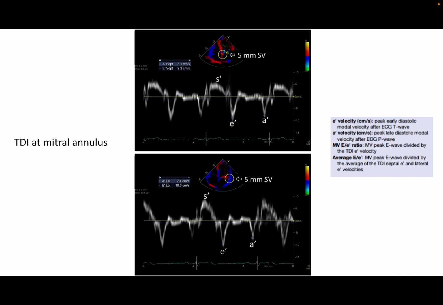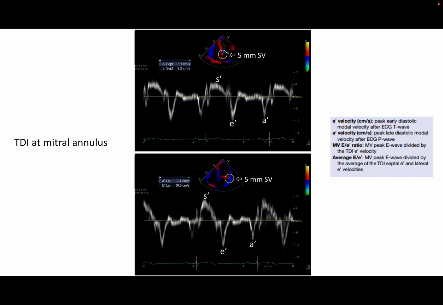Key cutoffs in 2025. Reduced E prime: septal less than or equal to 6 centimeters per second, or lateral less than 7, or average less than 6.5. E to E prime greater than 14 average indicates elevated left atrial pressure. E to E prime less than 8 indicates normal left atrial pressure.